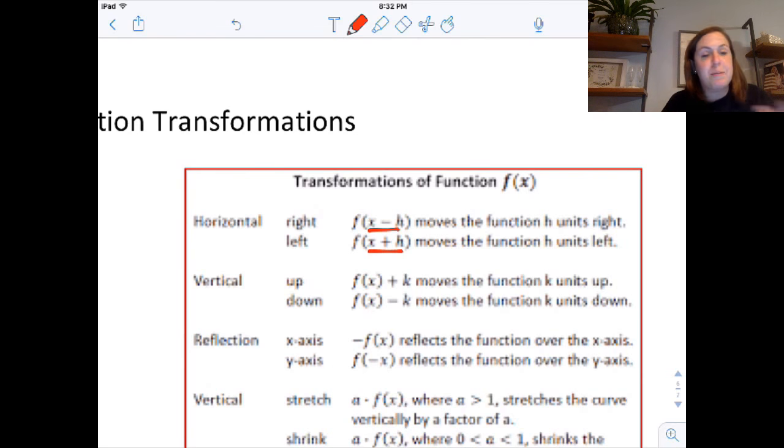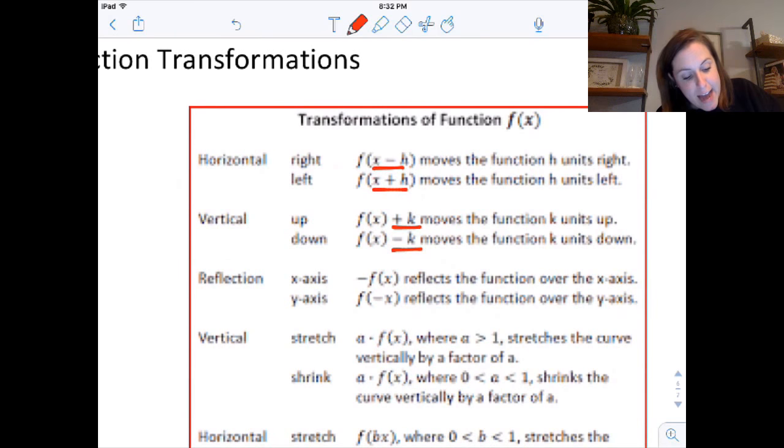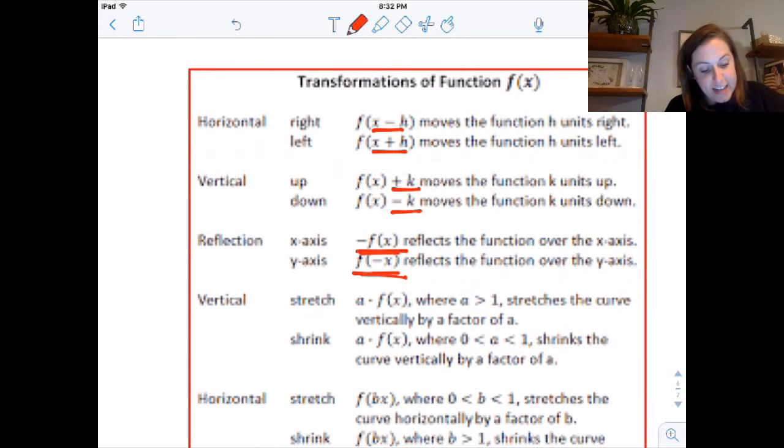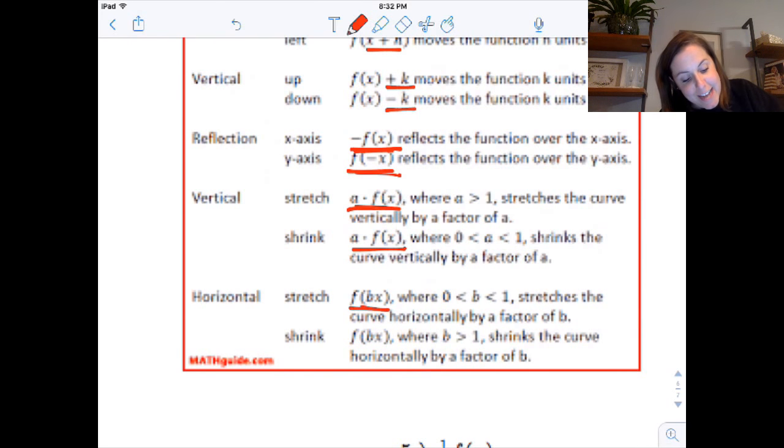Up is plus, down is minus. Reflection, outside, that's over the x-axis. Inside, that's over the y-axis. And a stretch, if it's out front, those are vertical stretches and compressions. If it's inside, those are horizontal stretches and compressions. And again, you've got good notes on this, but this is just a quick review of some problems.